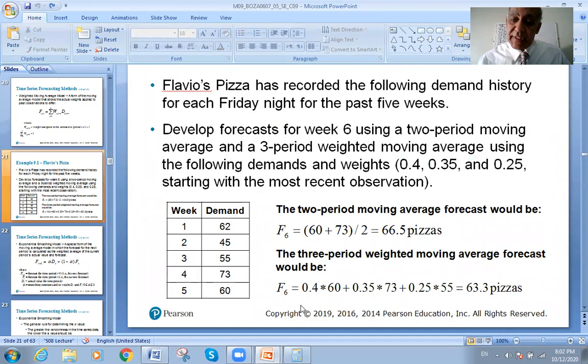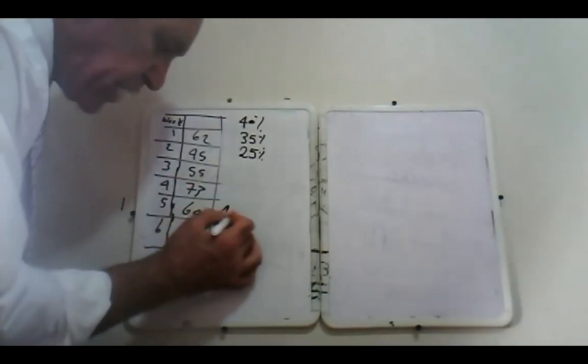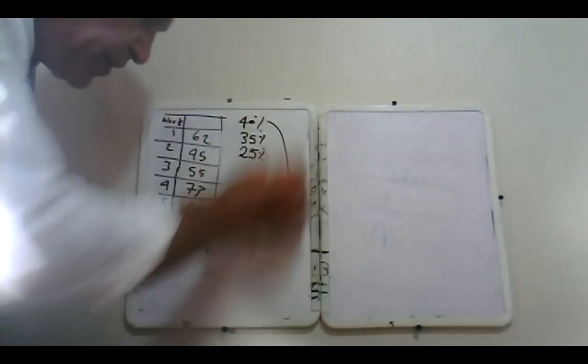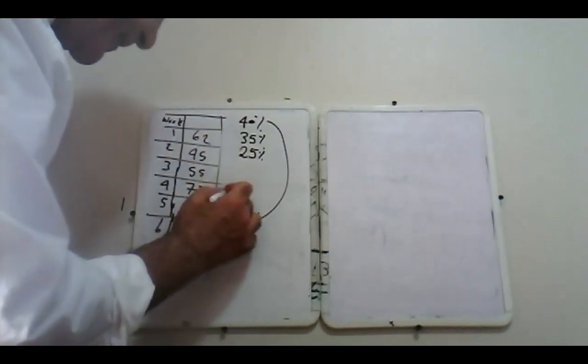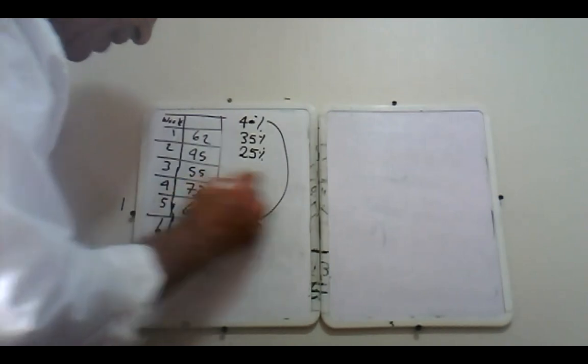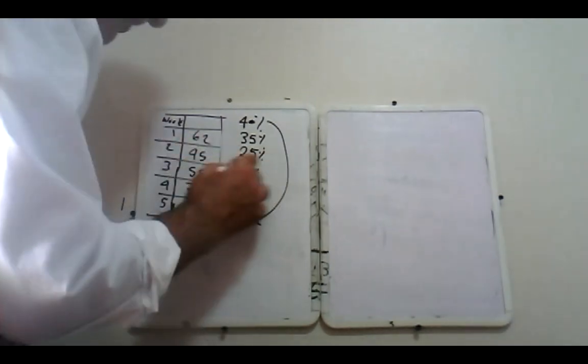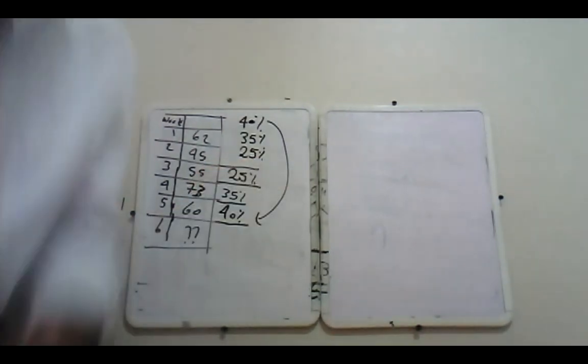Now I will go to how I will solve this based on the moving weighted average of three periods. We will solve it together now. The moving average of three periods means the numbers which he gave you. The first number should be for the last period, so 60 will be 40%. I moved it from here and wrote it down. Now 73 will be the middle one, which is 35%, and the 55 will be 25%.